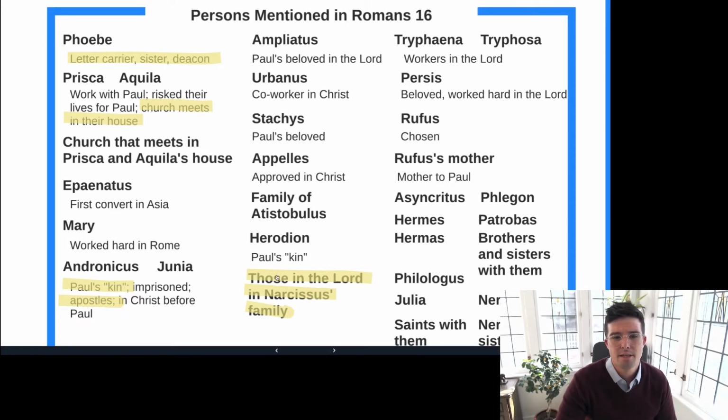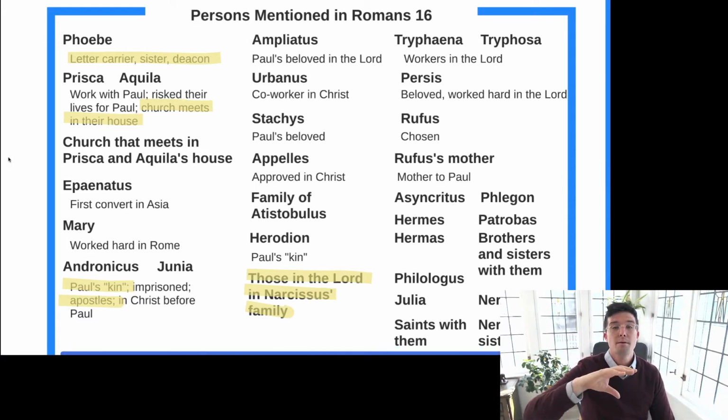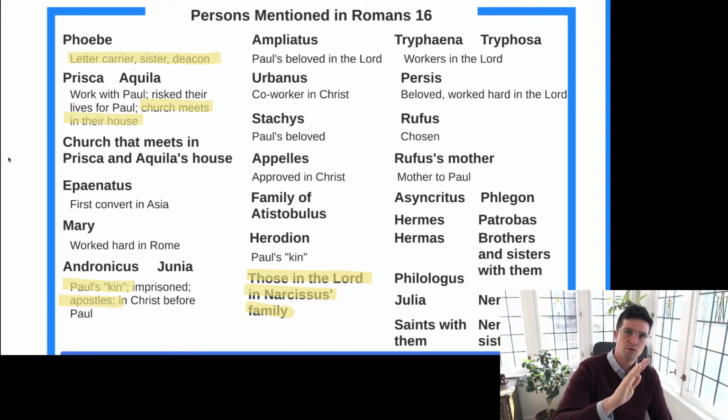And then we have those in the Lord in Narcissus's family. There's some thought that Narcissus is a higher class figure based on his name and based on some other historical findings that I'm not going to go into there, but it's notable that this trends the social standing of the audience of Romans upward slightly. At least in the case of Narcissus, we have a figure who's of some importance as far as social standing goes.